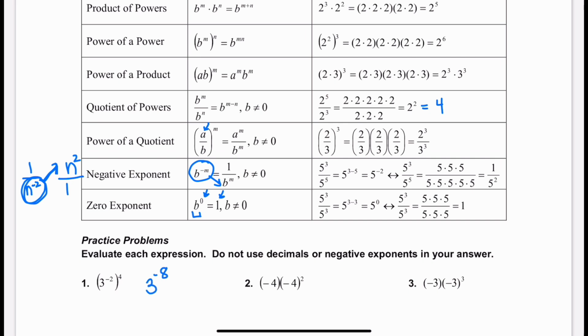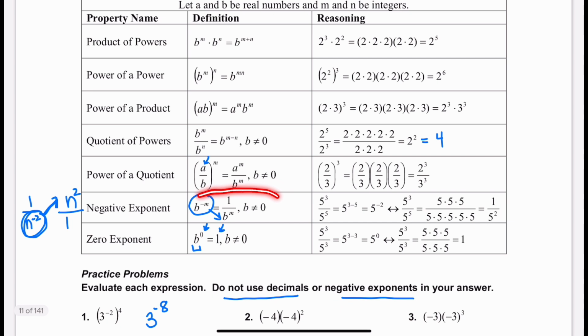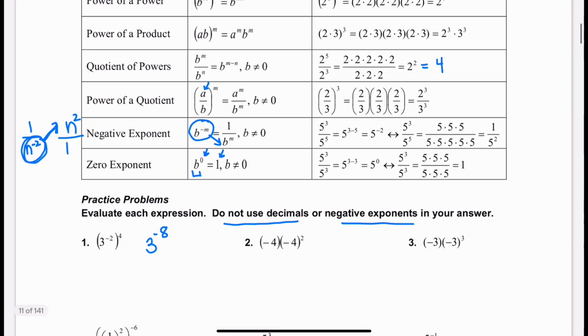Now, we never want to write our answer with a negative exponent. Do not use decimals or negative exponents in your answer. This has a negative exponent. So we're going to go to the negative exponent rule, and we are going to rewrite it. We're going to take the 3 to the -8, move it to the denominator, and it becomes 3 to the +8. So this would be our answer here.